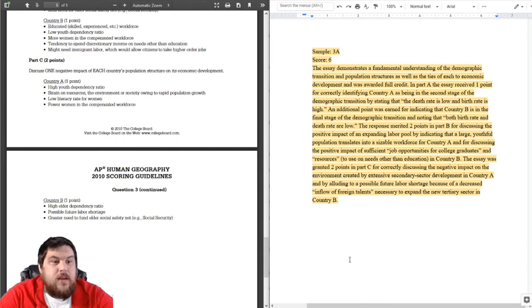In Country B, the essay was granted 2 points in Part C for correctly discussing the negative impacts on the environment created by extensive secondary sector development in Country A, and by alluding to a possible future labor shortage because of decreased inflow of foreign talents necessary to expand the new tertiary sector in Country B. So if you notice, they're pulling out quotes of things that these students added into their essay that they were looking for to justify the grade they give.